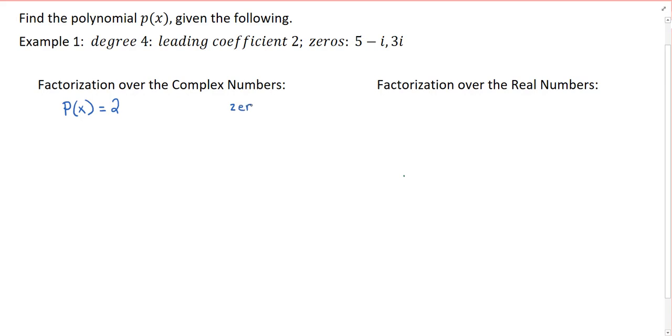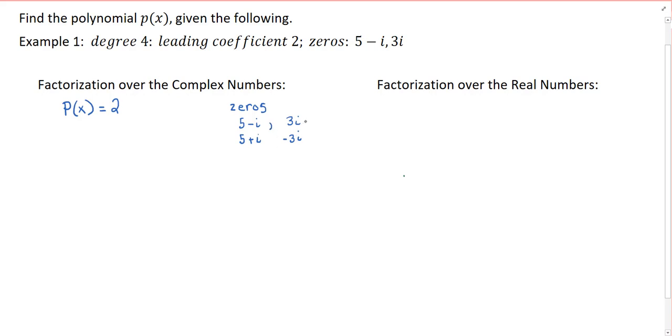So the zeros that we're given are 5 minus i and 3i. Well, we know that imaginary zeros occur in pairs. In fact, their conjugate also has to be a 0 if they exist. So the conjugate of 5 minus i is going to have the same real part but the opposite imaginary part. So this will be 5 plus i. And then the same thing for 3i, the same real part, which is just 0, and the opposite imaginary part, which is negative 3. And so this gives us negative 3i.